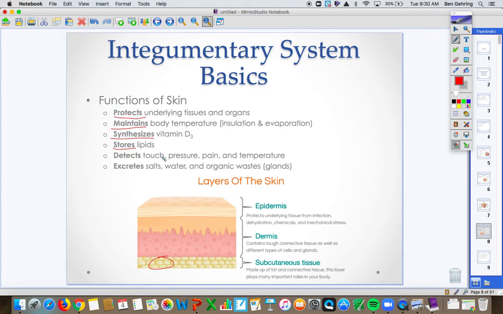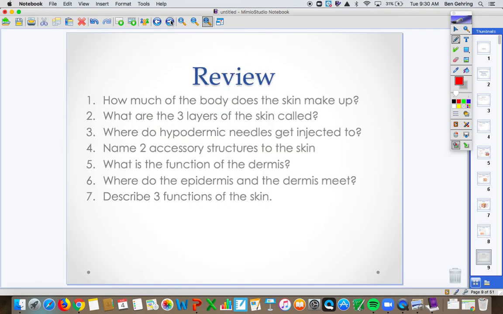You can detect touch, pressure, pain, and temperature. We have different sensors within your cutaneous layer to detect these sensations. And then last but not least, it excretes salt water and organic waste through your glands, such as sweat. But these are the functions of your skin.